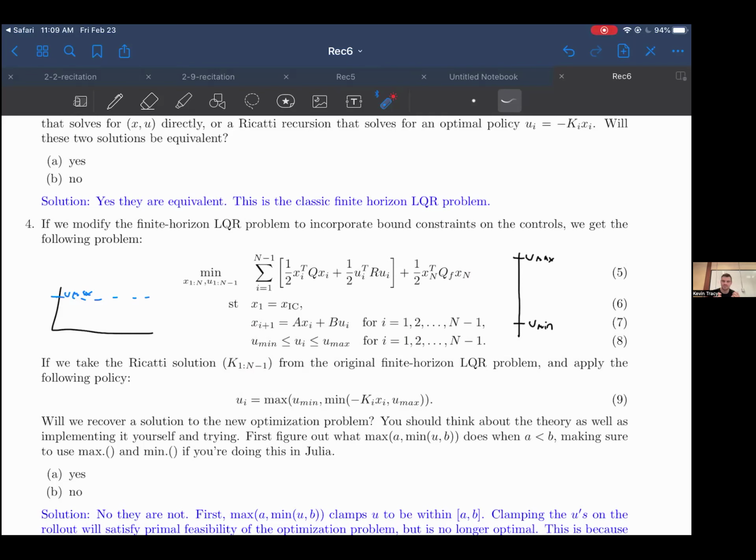When I have constraints in the problem, I have to actually reason about them in the solver itself. I cannot just project things after the fact, which is what this is. This is me just projecting my control inputs to be within the bounds.